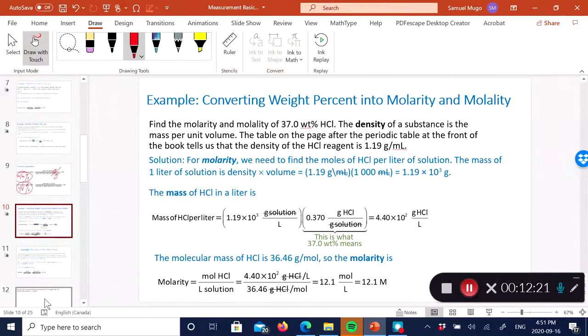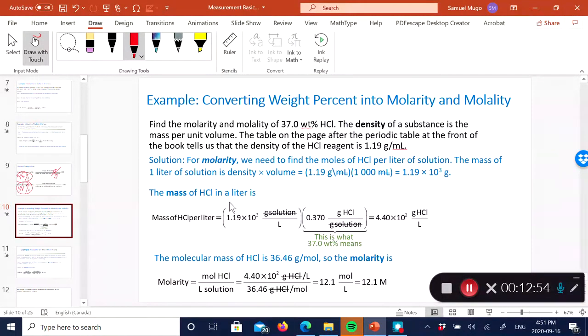Now, it's possible to convert between the weight percent and molarity or even molality. I'll give you an example in this case where you're given the weight percent of hydrochloric acid. There's 37 weight percent, which is gram per gram. And in this case, you've been given the density. Knowing the density, you can calculate the mass that is present.